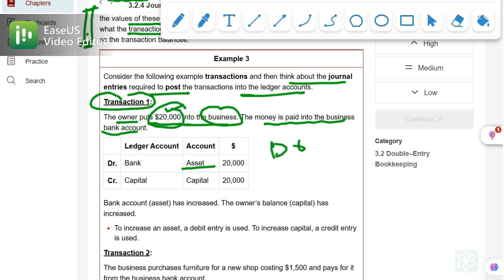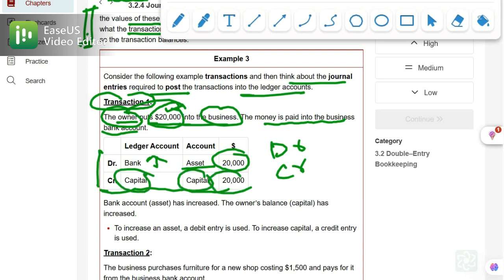So this is the journal entry you see here: bank is debited because cash increases, and capital also increases because the owner invests money into the account. The bank account asset is increased and the owner's capital has increased. To increase the asset, the debit entry is used; to increase the capital, the credit entry is used. So if you invested, let's say, 20,000 into your business, the debit will be bank, because your cash increases, and the credit will be capital, because your ownership also increases.